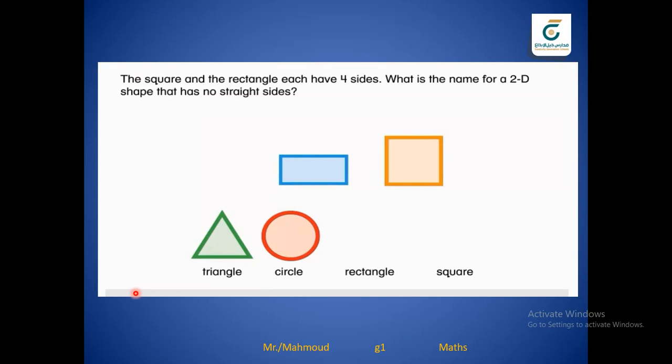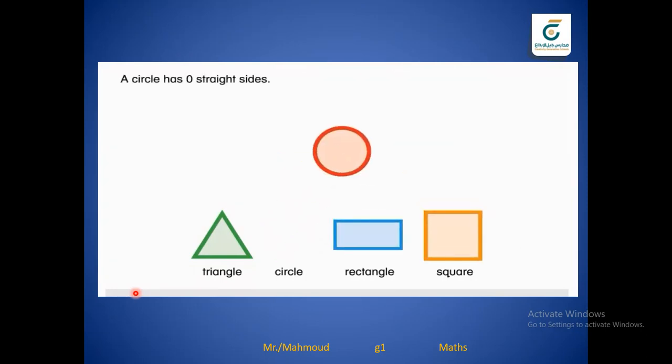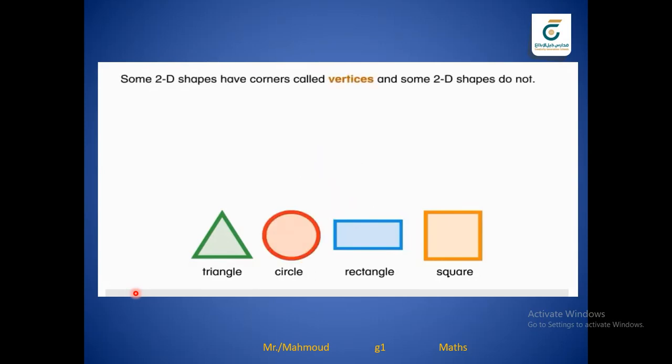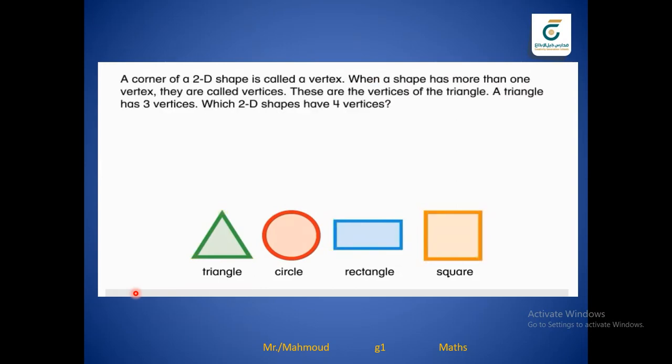What is the name for a 2D shape that has no straight sides? A circle has 0 straight sides. Some 2D shapes have corners called vertices, and some 2D shapes do not. A corner of a 2D shape is called a vertex. When a shape has more than one vertex, they are called vertices. These are the vertices of the triangle. A triangle has 3 vertices. Which 2D shapes have 4 vertices?